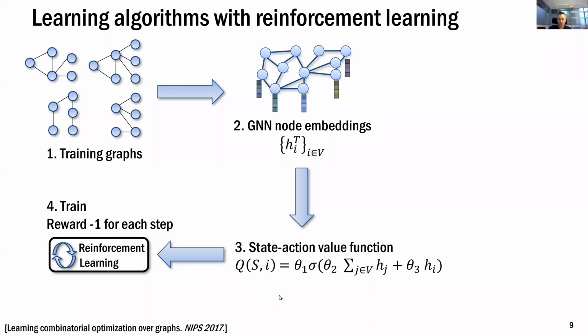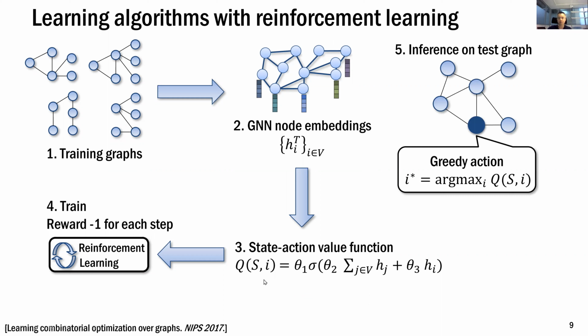Because this action value function is parameterized, you can apply it to a new graph. If you have a new test graph and you want to use your policy to solve this combinatorial optimization problem, you can do that, using this learned graph neural net together with theta1, theta2, theta3 defining this action value function. And that's what we did in this 2017 paper for learning combinatorial optimization over graphs. That paper is the first one to use a graph neural net to parameterize this type of selection policy.